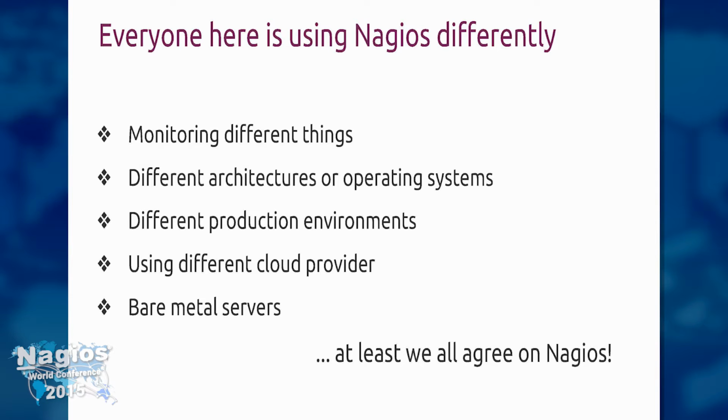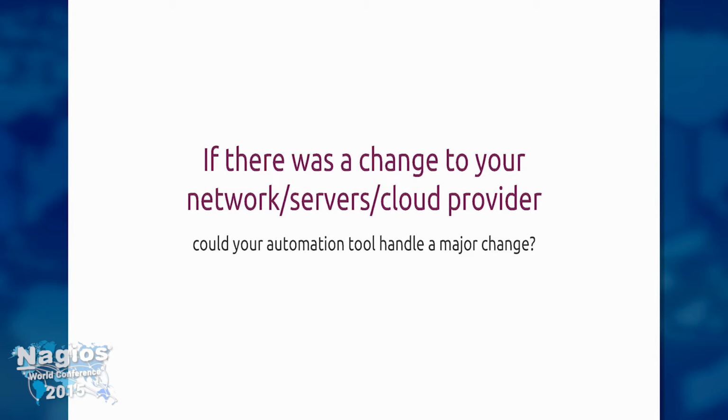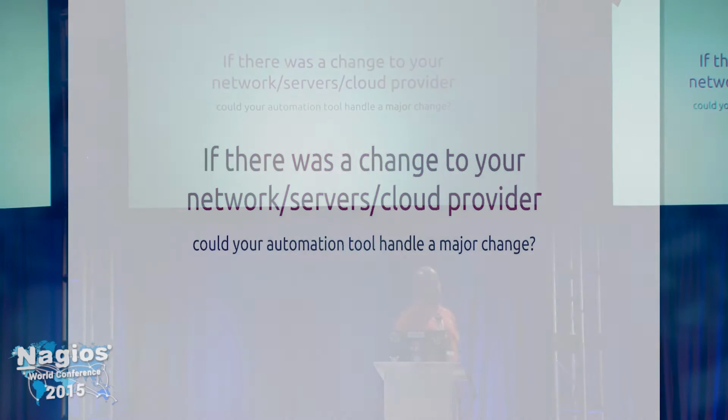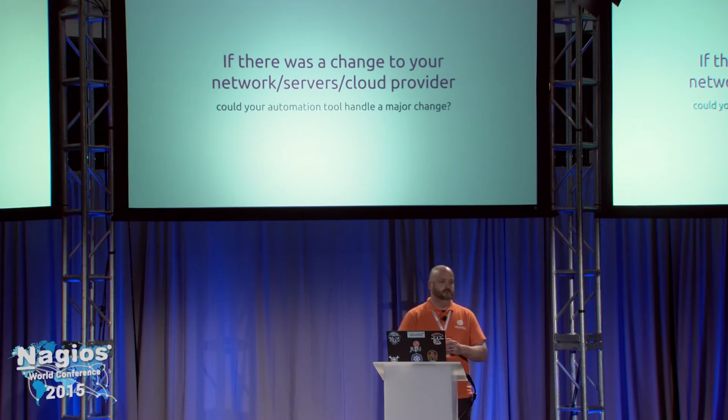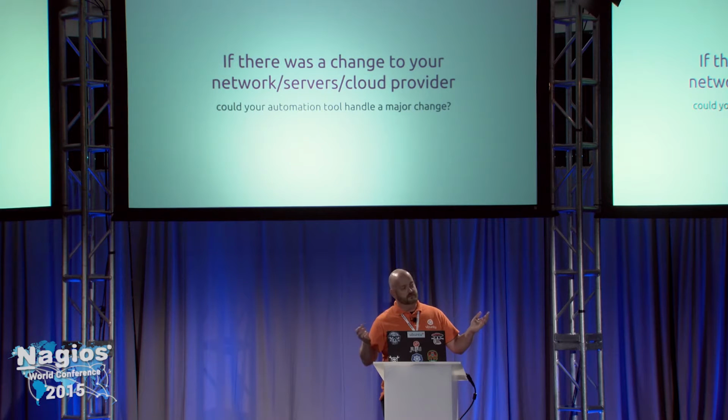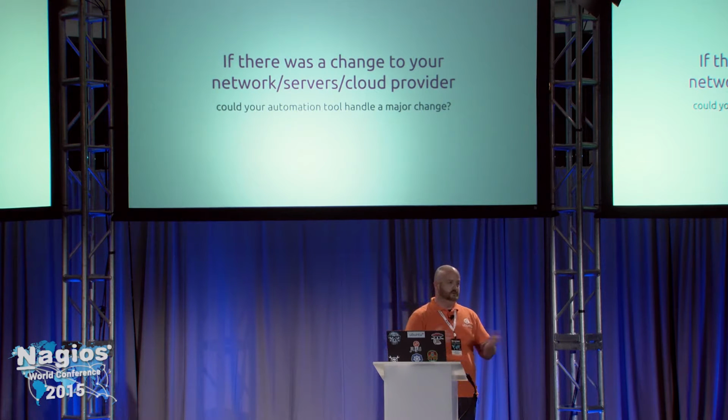So, okay, let's see. If there was a change to your network or your server or your cloud provider, how flexible is your automation tool? Now, let's say, for example, you're a shop that deploys on Amazon AWS, and in the distant future, it's cheaper to deploy on Google or some other cloud platform. Could you make that switch easily? Could that be something that you change?